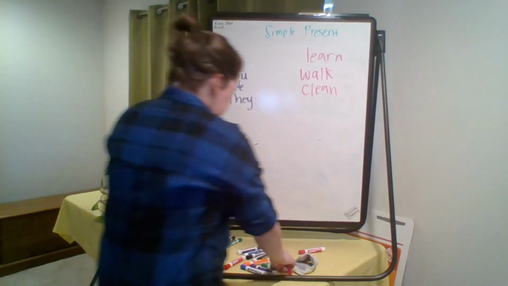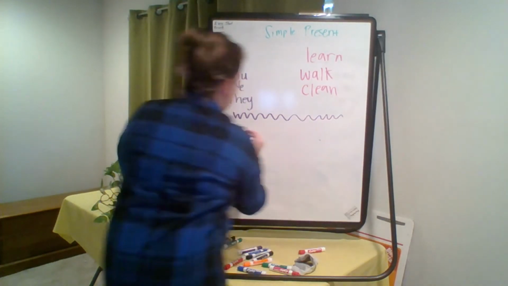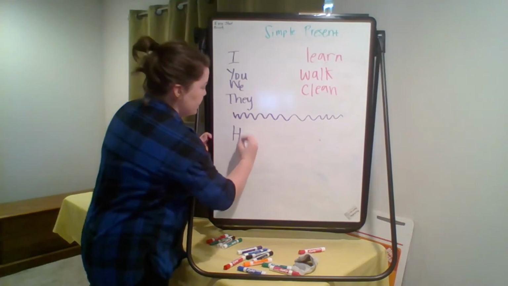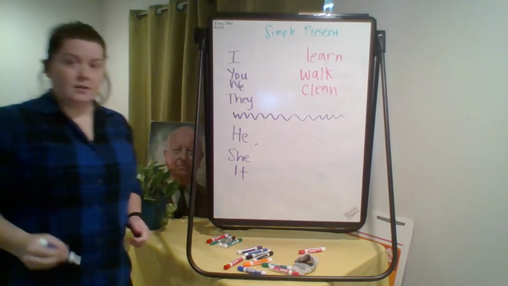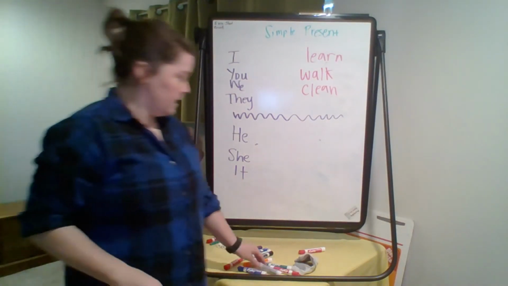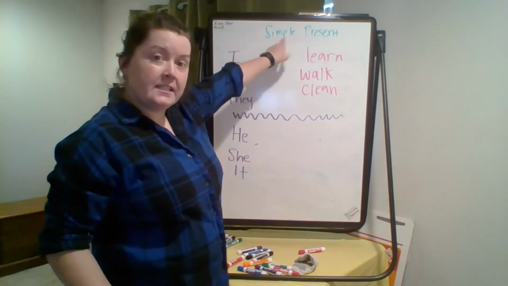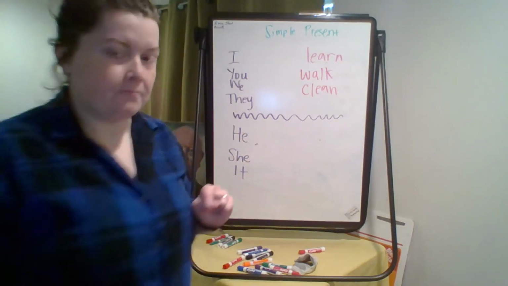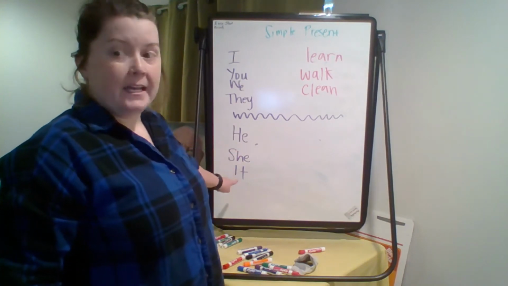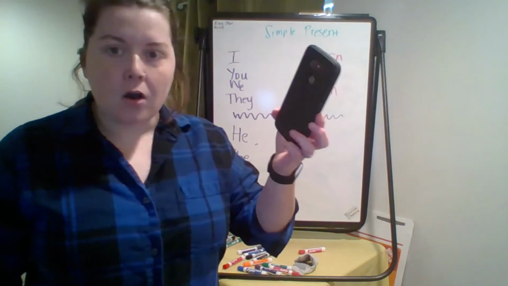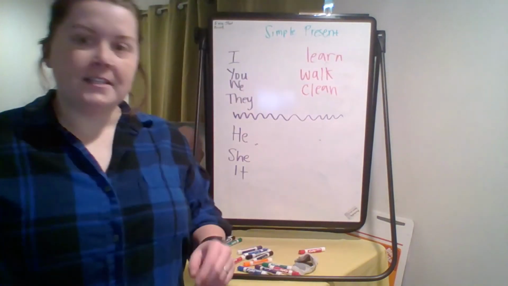Now, if the person you're talking about, let's draw a line. If the person you're talking about is he, she, or it, okay? He, she, or it. Then the simple present needs an S on the end of the verb. So if the person you're talking about is a he, a she, or an it, a thing, the phone, a lamp, the bed, the dog, then the verb's going to have an S.